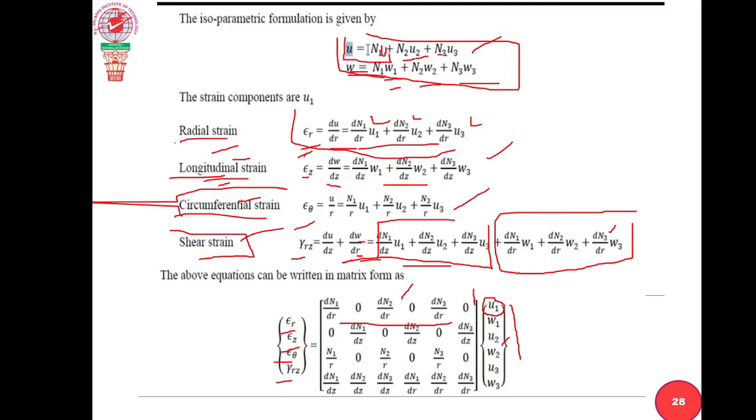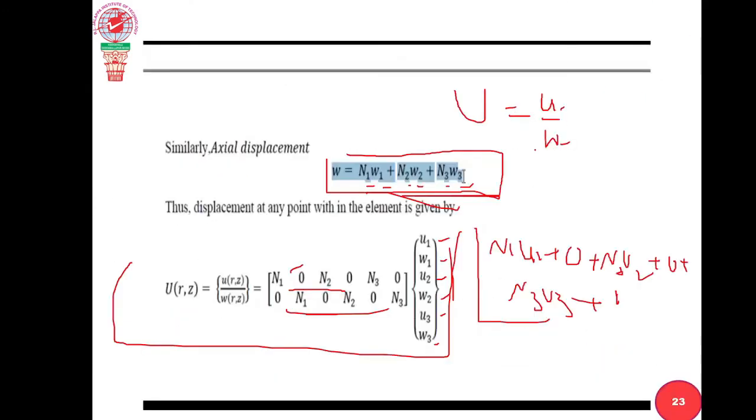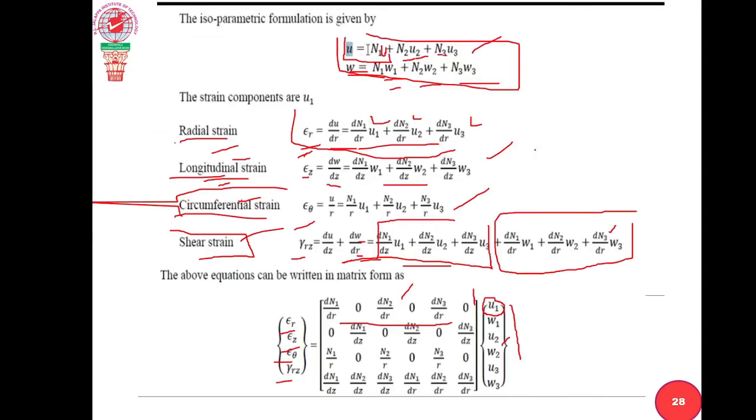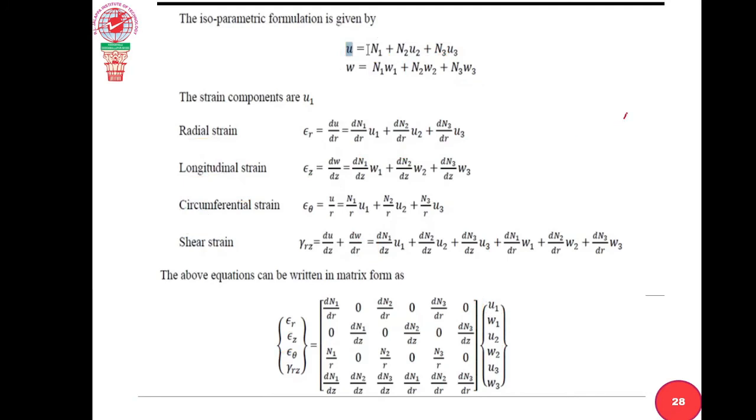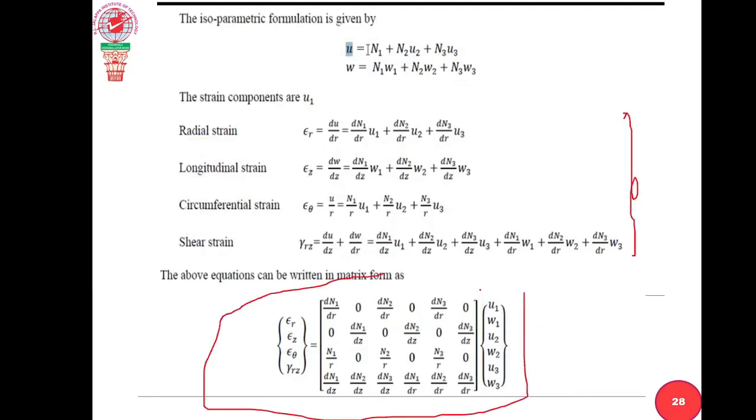Like that, if you multiply this equation, you will get this equation. Understood? So these four equations, 1, 2, 3, 4, we just expressed in a matrix form like this. Clear? These four equations are expressed in a matrix form, which means if you multiply these two matrices, you will get all four equations. Understood?